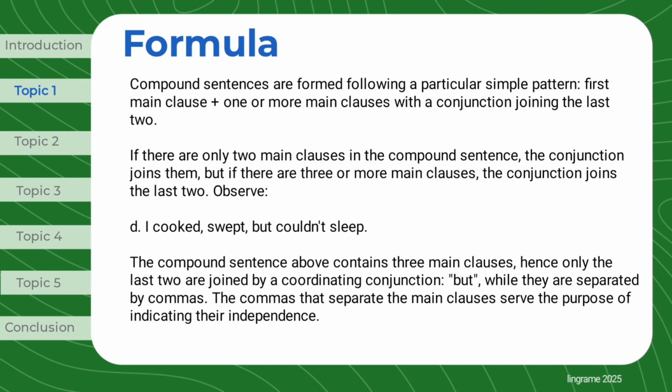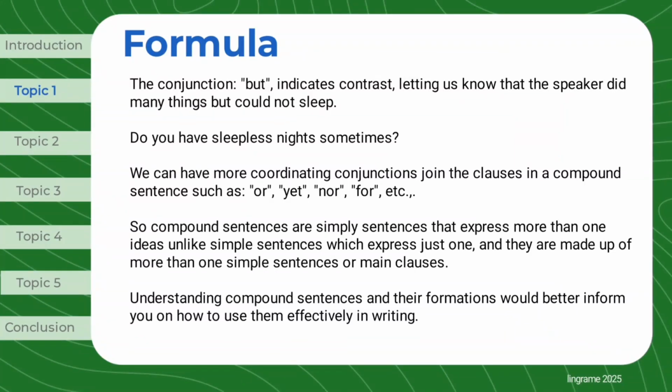Observe: I cooked, swept, but couldn't sleep. The compound sentence above contains three main clauses, hence only the last two are joined by a coordinating conjunction, but, while they are separated by commas. The commas that separate the main clauses serve the purpose of indicating their independence. The conjunction, but, indicates contrast, letting us know that the speaker did many things but could not sleep.